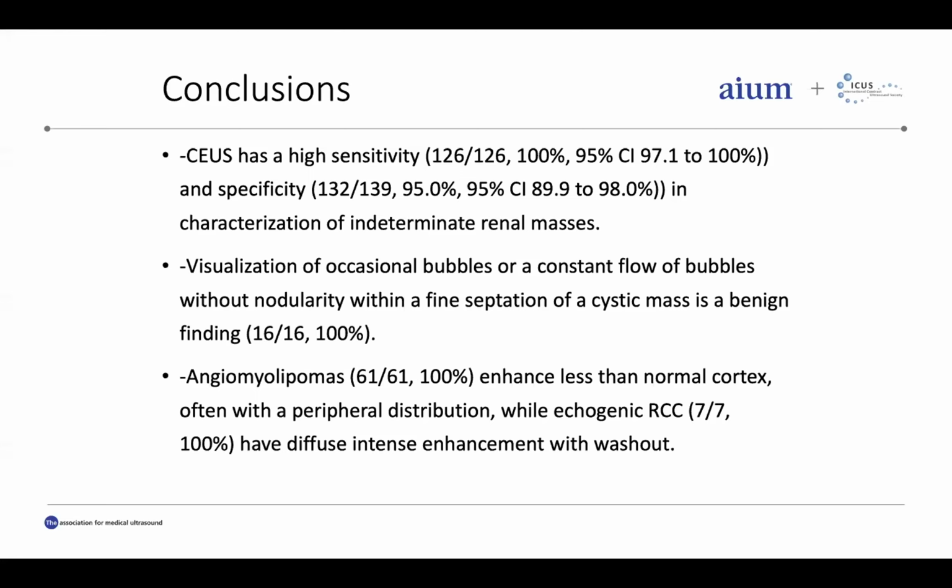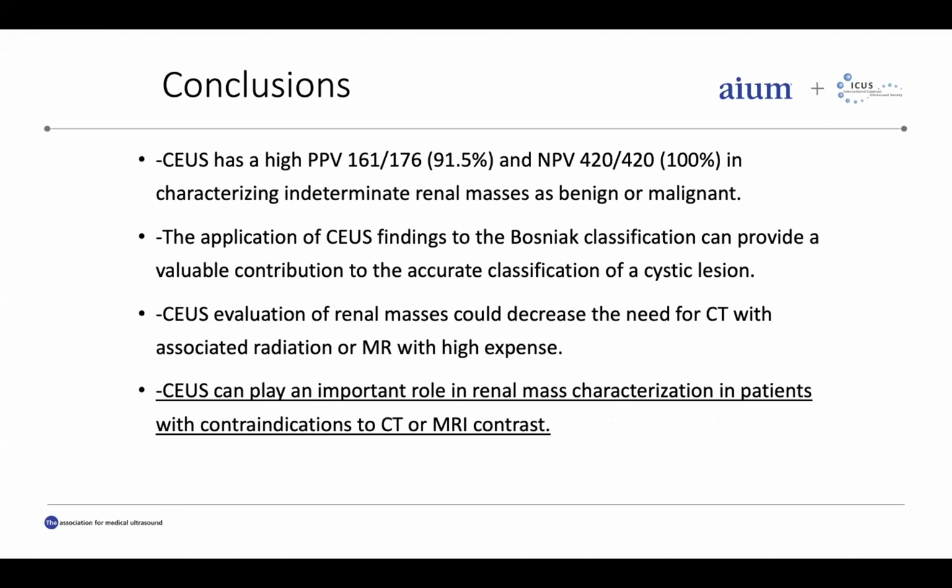Visualization of occasional bubbles or constant flow of bubbles without nodularity within a fine septation of a cystic mass is a benign finding. Angiomyolipomas enhance less than normal cortex, often with a peripheral distribution, while echogenic renal cell carcinomas have a diffuse, intense enhancement with washout.